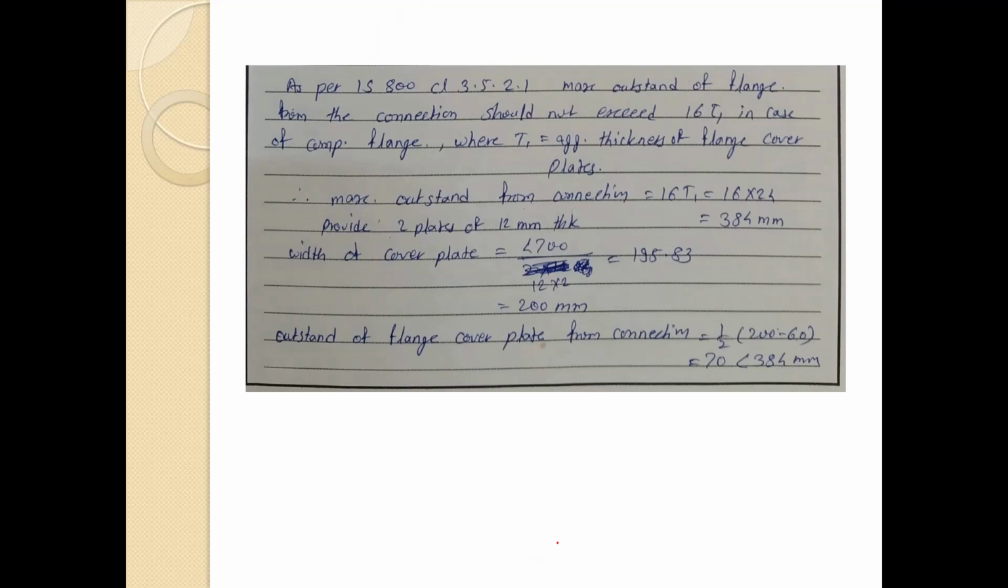As per IS 800 clause 3.5.2.1, the maximum outstand of the flange from the connection should not exceed 16T in case of compression flange, where T1 is the aggregate thickness of the flange cover plates. So maximum outstand from the connection is 16T1, so 16 into 24.